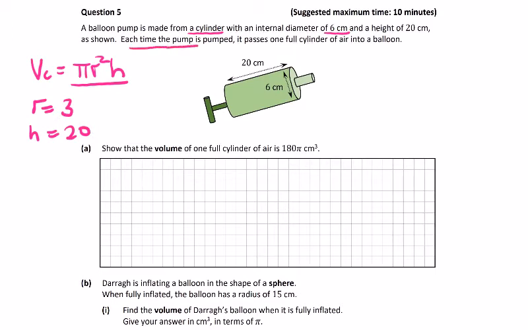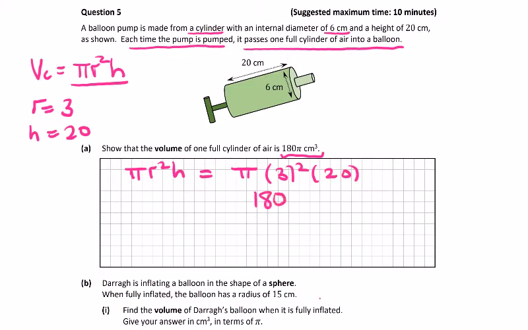Each time the pump is pumped, it passes one full cylinder of air into a balloon. Show that the volume of one full cylinder of air is 180 pi centimeters cubed. Pi r squared h is equal to pi, it's in terms of pi, by r squared, 3 squared, by h, which is 20, and 9 20s are 180, so equals 180 pi.